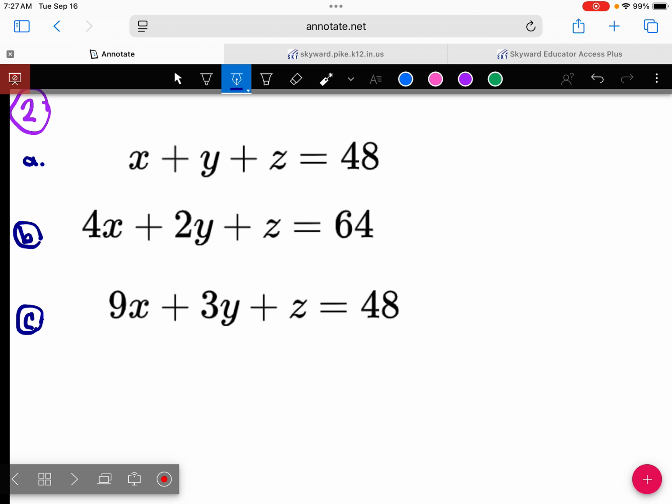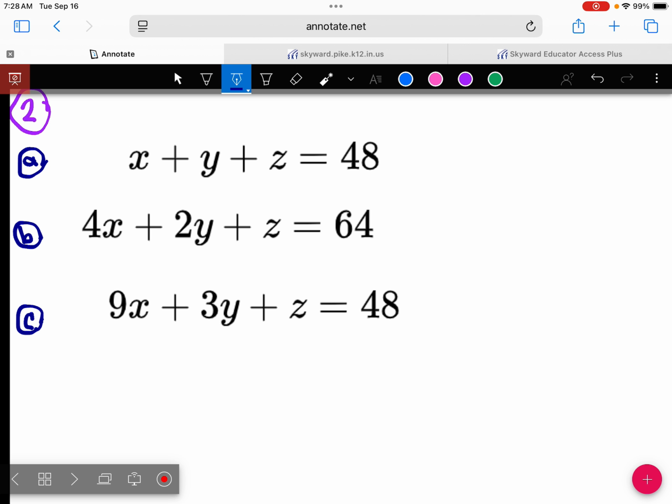I like to name my equations just for ease of use. I tend to call them A, B, and C. It's so that we can talk about them together, and I don't have to say the top one, the one in the middle, or the bottom one. I can say A, and you know right what I'm talking about. I can say B, you know right what I'm talking about.